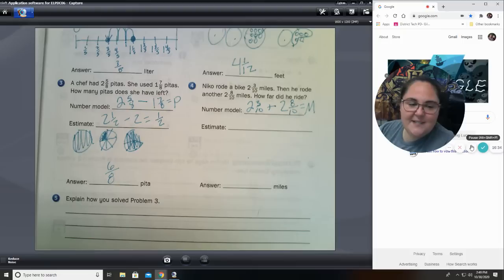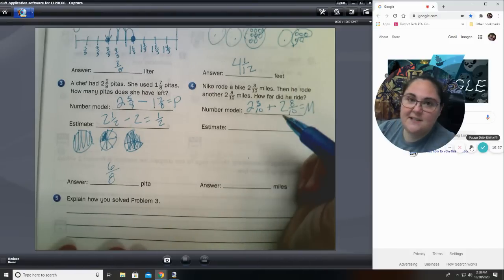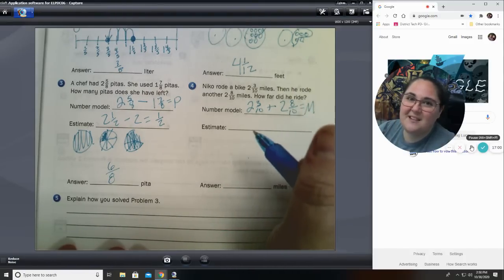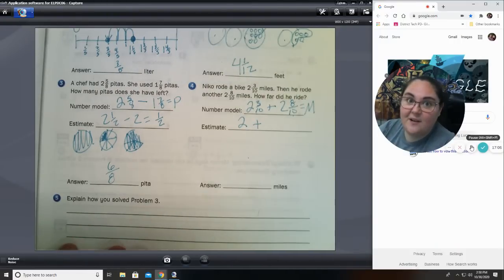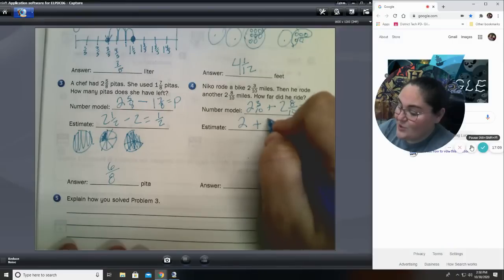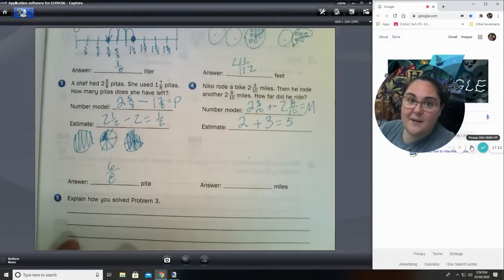All right, time for my estimate. 2 3/10. Think about where 3/10 is. Is it closer to 0, 1, or 1/2? Think about 8/10. What's it closest to? Use those benchmarks to help you find your estimate. All right, for me, I would have said 3/10 is closer to 2. It's going to make it closer to 2 than it is 2.5. So I would say 2 plus 8/10 is going to make it closer to 3 than it is half. So 2 plus 3 equals 5. Again, make it easy. So my estimate says 2 plus 3 equals 5.